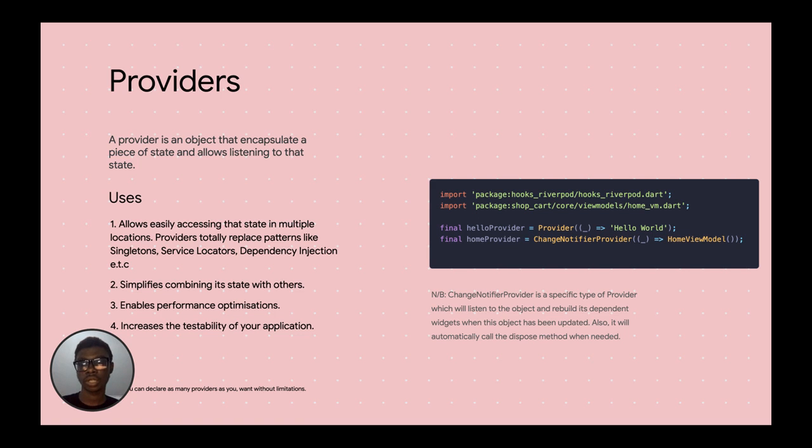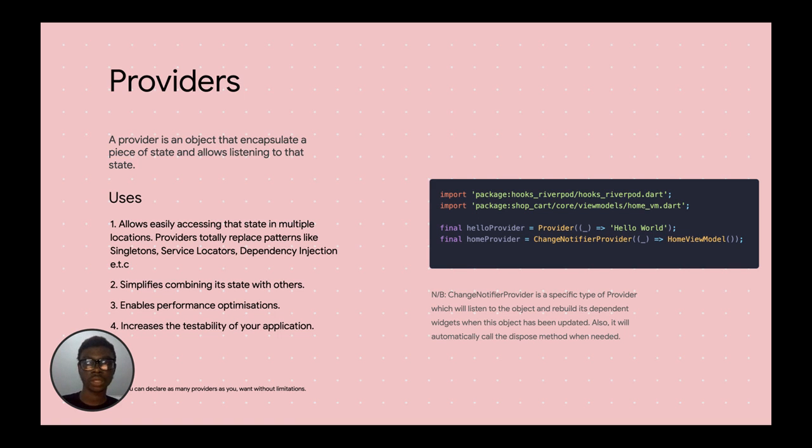The third one is it enables performance optimizations. This is because we only use what we want at every particular time. We don't need to take all the values in a particular provider. We could take only one, and then when we use this particular provider, we can optimize our application because you're only using specific things at specific places.